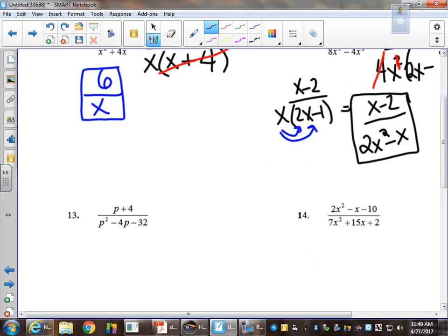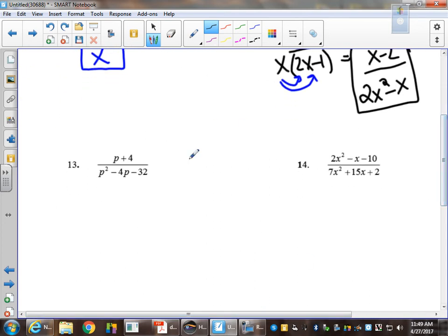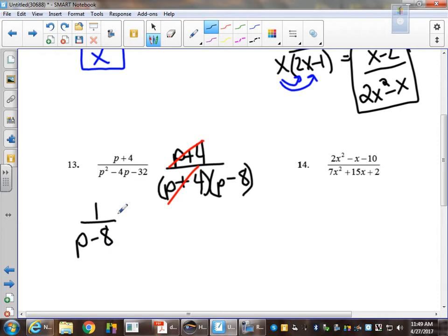Okay, let's look at number 13. The numerator is already factored for us, so we can just rewrite it. The denominator we can factor ourselves. 8 times 4 is 32. If the 8 is negative and the 4 is positive, that will get us a negative 4. We can cross off p plus 4. We're left with 1 over p minus 8, and we're done. That one was nice and easy.